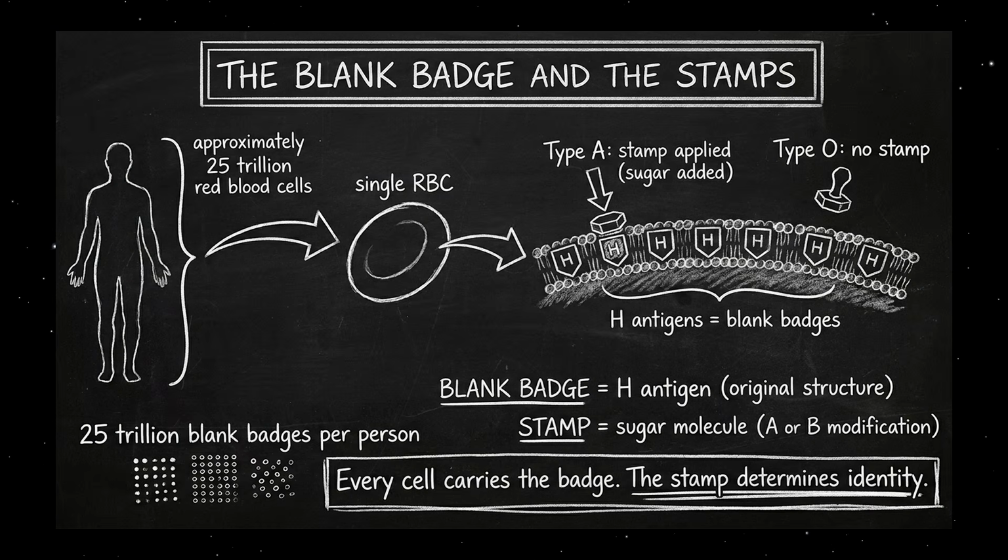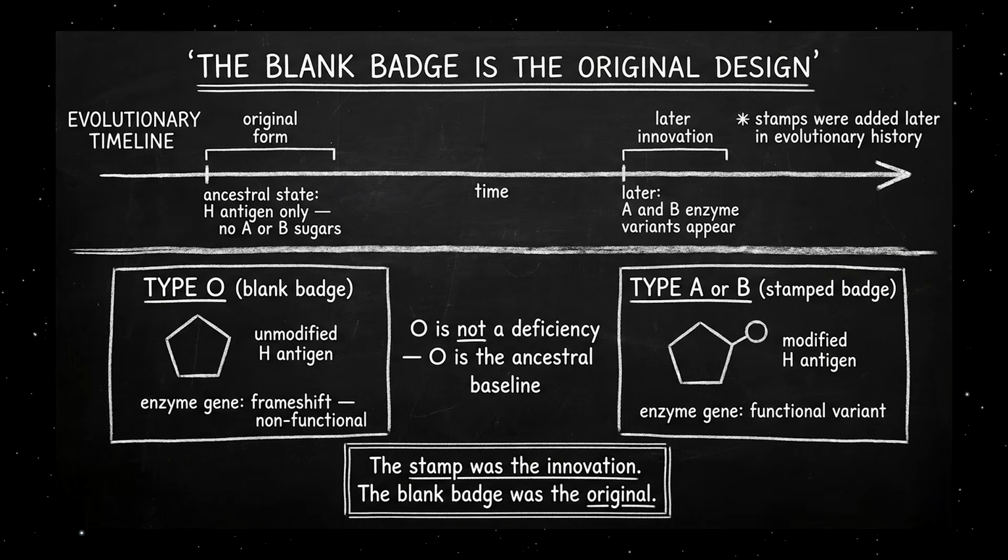The H antigen is the blank badge. The A and B sugars are the identity marks stamped onto the badge. Your cells carry 25 trillion blank badges. The blank badge is not damage. The blank badge is the original design. The stamps were a later innovation.